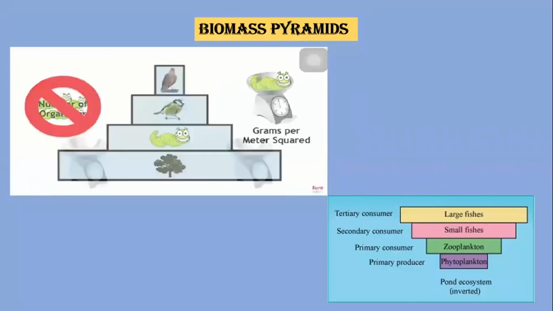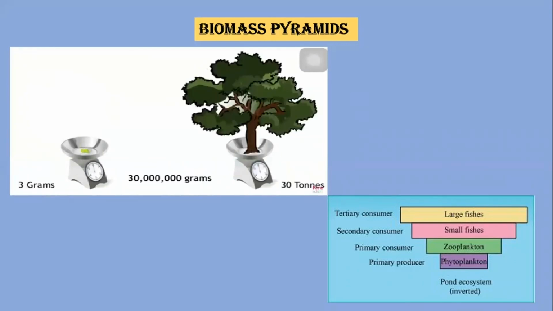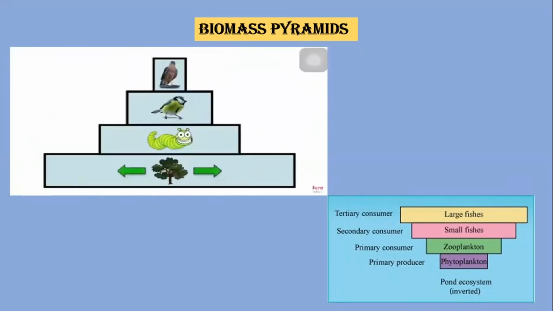Think about it this way. One caterpillar weighs about 3 grams. One oak tree weighs about 30 tons, which is 30 million grams. So that's 10 million caterpillars to equal the mass of one oak tree. Because of this, the bar of the oak tree is much wider than the bar of the caterpillar, even though all the caterpillars may live on one oak tree.